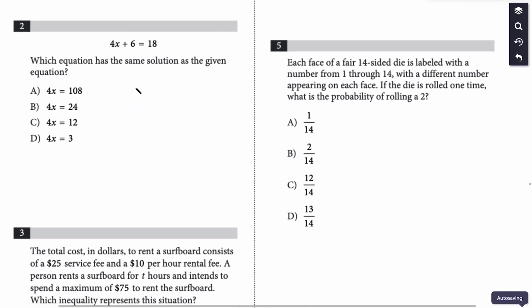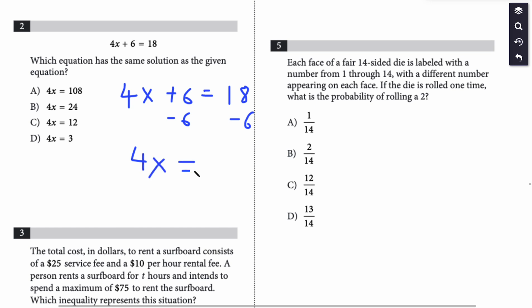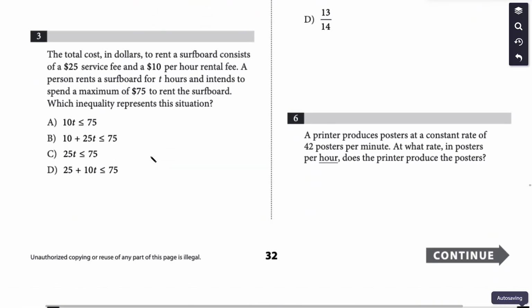Number two says which equation has the same solution as the given equation. So we may have to simplify this a bit. When this is rewritten, you got 4x plus 6, all that is equal to 18. So let's simplify this a bit and see what we get. So we can subtract 6 from both sides of the equal sign. And we get 4x. 4x is equal to 12. So we can check now to see if this is one of the answer choices, and we have C for that. So we can keep on moving.